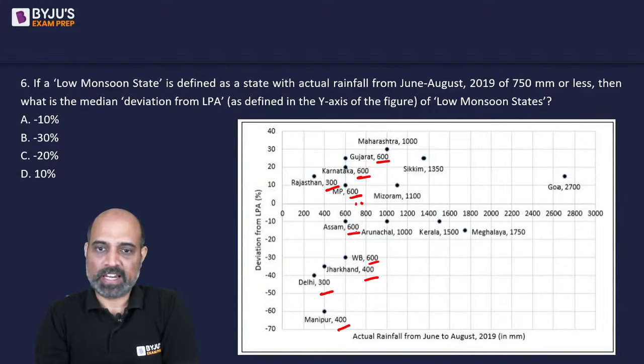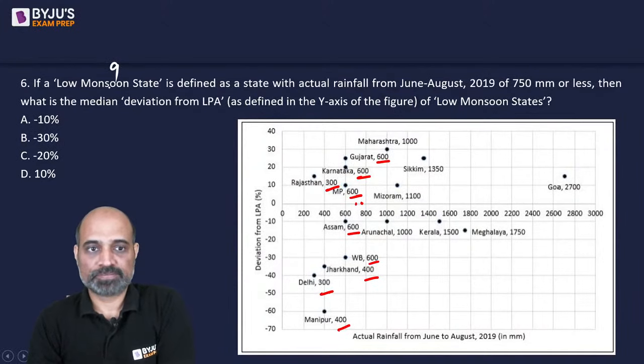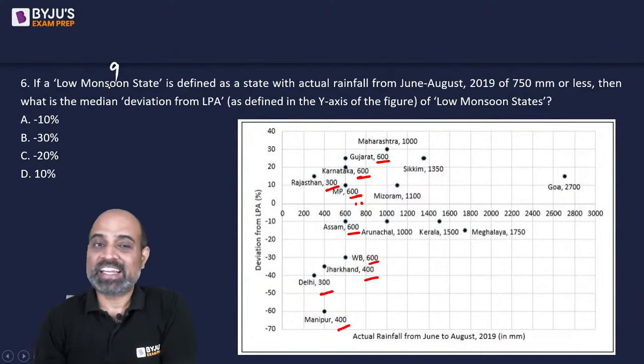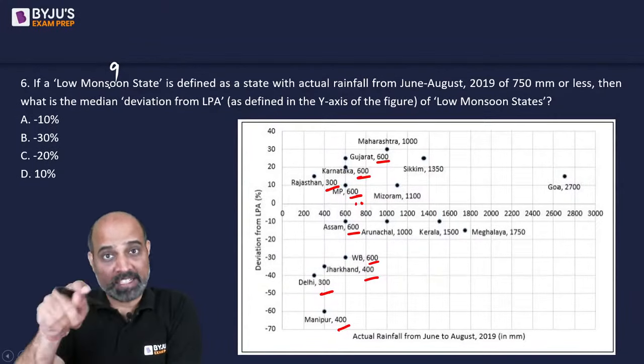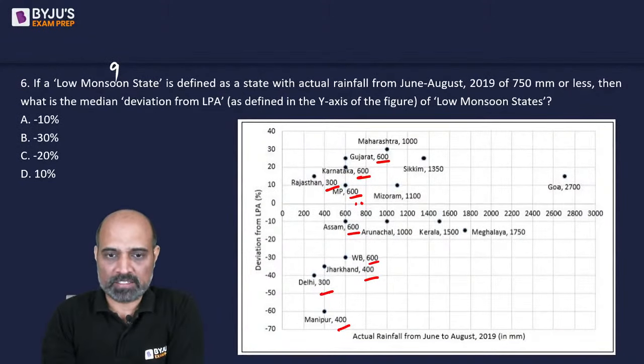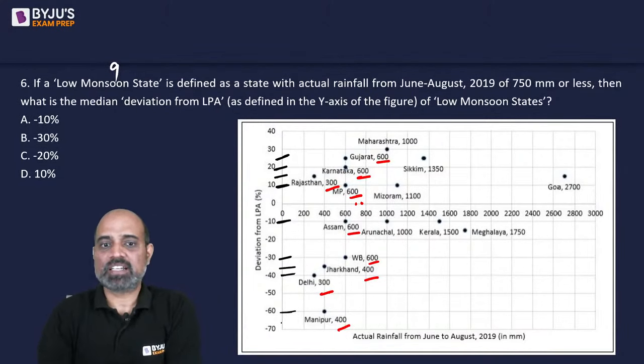So we have so far 5 and 4. So we have 9 such states which are low monsoon states. Then what is the median deviation from LPA as defined in the y-axis of the figure? So median deviation का मतलब हो गया कि if I write down the deviations listed here in the sorted order, which it already is. This one is the lowest, then you have this, then you have Jharkhand, then you have West Bengal, then you have Assam, then you have MP, Madhya Pradesh, then you have Rajasthan, then you have Karnataka, then you have Gujarat. So these are the 9 states.